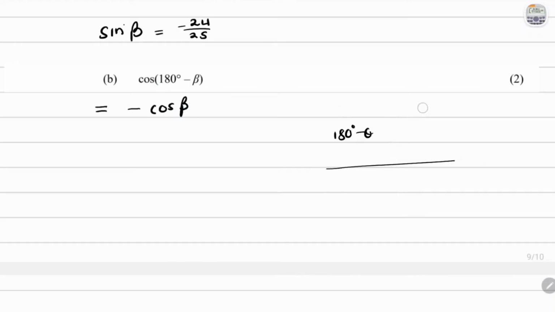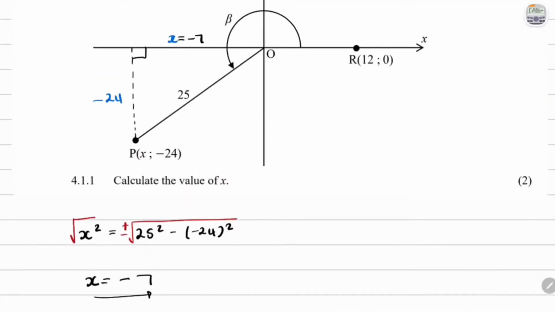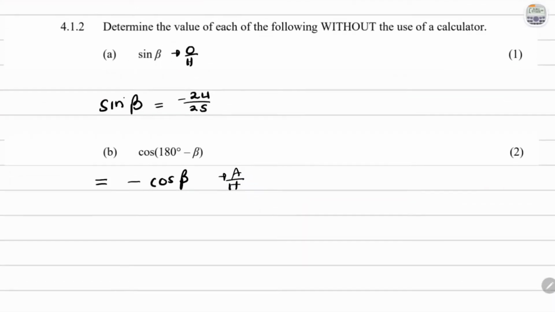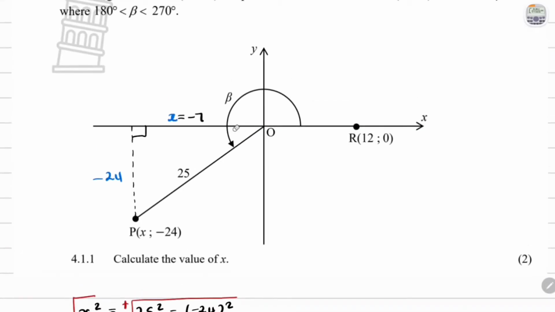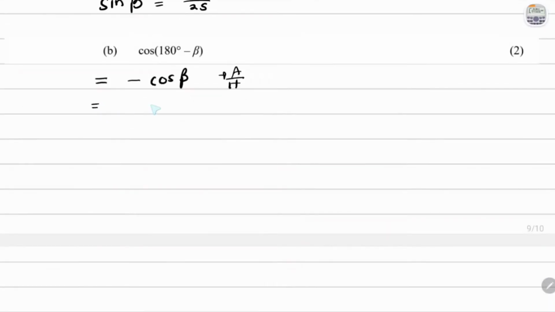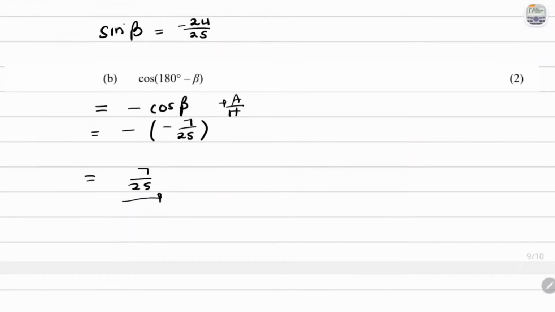And now we just have to find out what exactly negative cos beta is. So remember that cos is the adjacent over the hypotenuse. So the side adjacent to this angle would be negative 7 over the hypotenuse of 25. So this is going to give us, remember we still have the negative here, then we have negative 7 over 25. When you distribute that, that's just going to give you 7 over 25, and that's our answer.